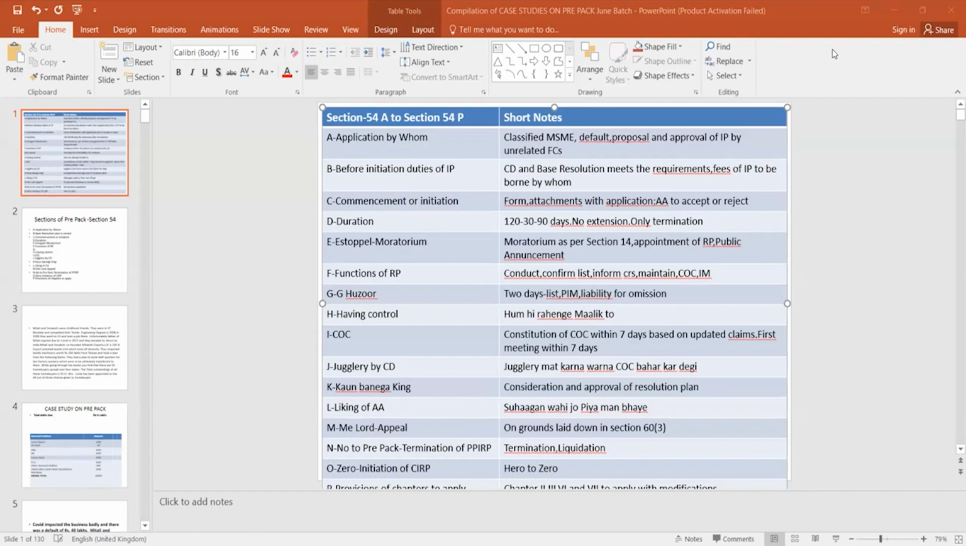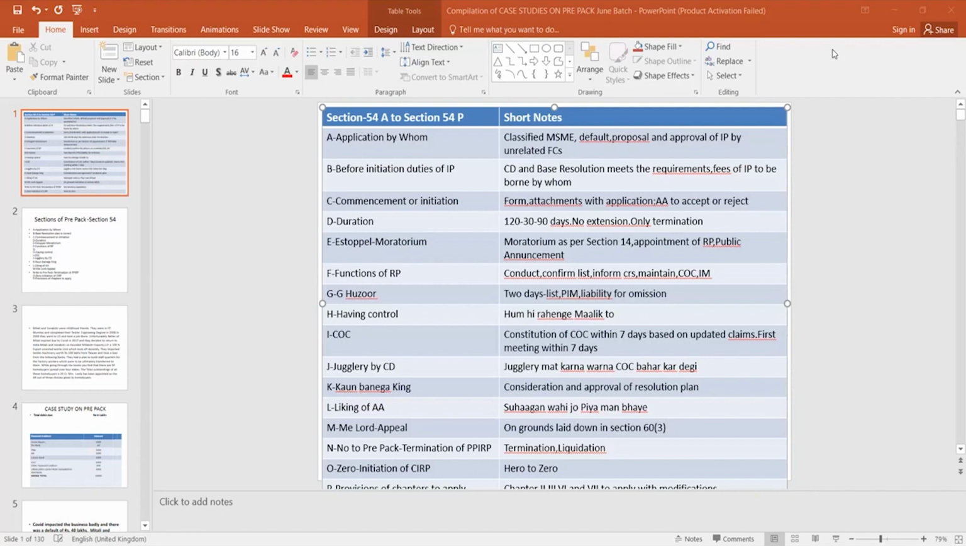There was a question in the exam on whether registration under Udyam is compulsory, or simply being classified is sufficient. So simply being classified is sufficient, and Udyam registration is not compulsory for filing an application under the pre-pack process. Then there must be a default.